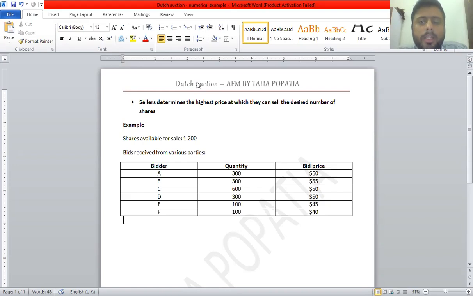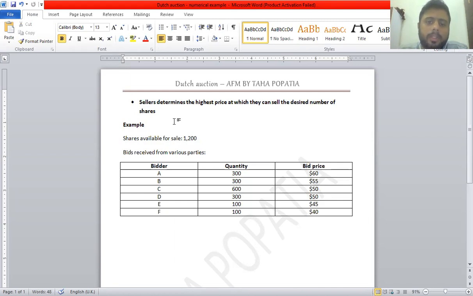In this video, I want to explain a practical example of Dutch auction, and I will not discuss theory. I will just discuss this short example in the minimum possible time and tell you how the Dutch auction process applies. Now, you can see there is an example over here, and the example says that shares available for sale are 1200. So there is some company. Actually, Dutch auction is a way of selling your shares, correct? Just like an IPO.